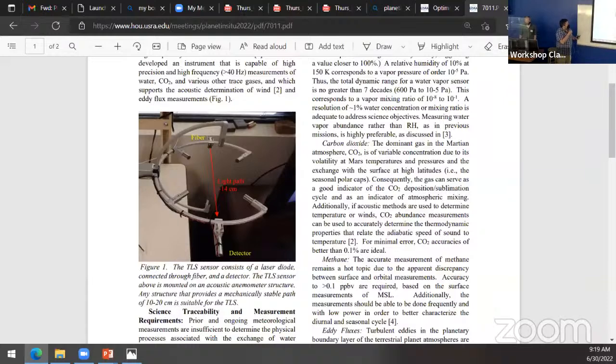So the idea of this was to have a compact system. It's similar in some ways to the TLS on Mars, except that one's inside the spacecraft attached to a larger suite of geochemical instrumentation.